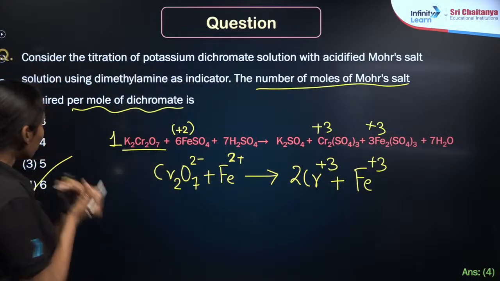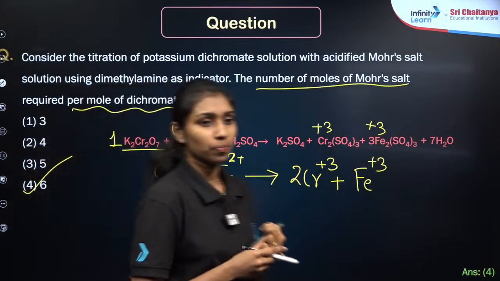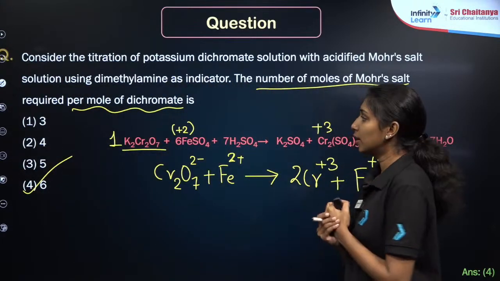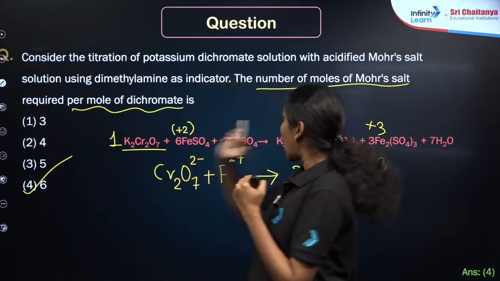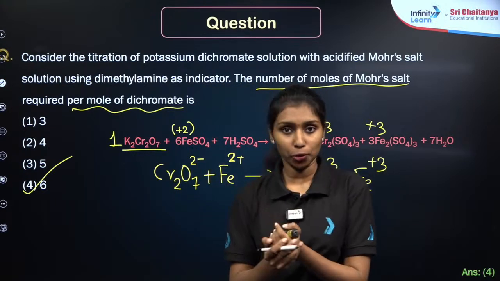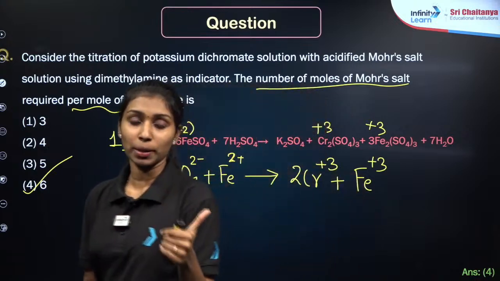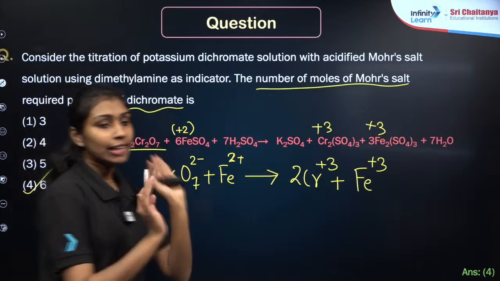Okay, Karthik, which point do you want me to repeat? The complete question or any of the equation? Okay, in this particular question, the question is how many moles of Mohr's salt are required per mole of dichromate, which means if you are using 1 mole of dichromate, how many moles of Mohr's salt are used in this particular reaction? That will be the question.